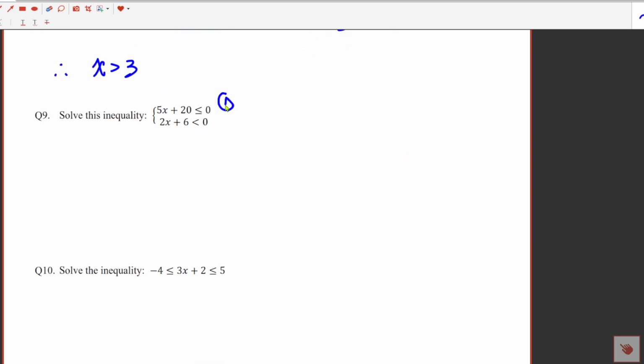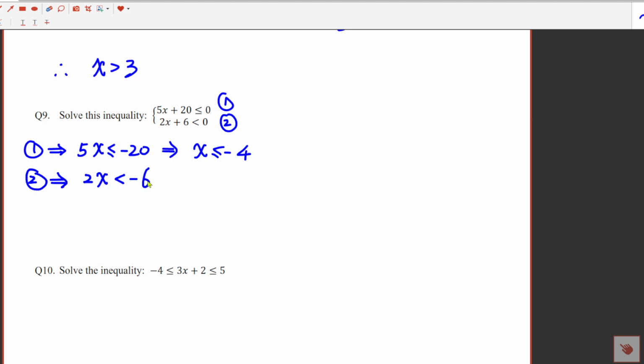Again, we could solve them separately and combine the two intervals. From inequality number 1, we have 5x is smaller than or equal to negative 20, which gives us x is smaller than or equal to negative 4, right? From the second inequality, we have 2x is smaller than negative 6, and this gives us x is smaller than negative 3.